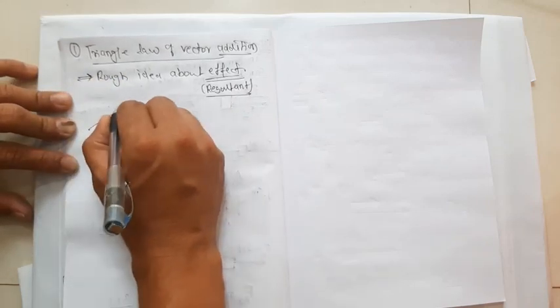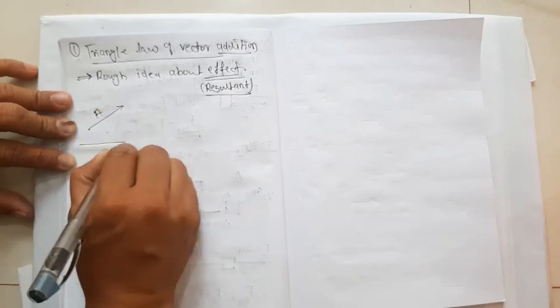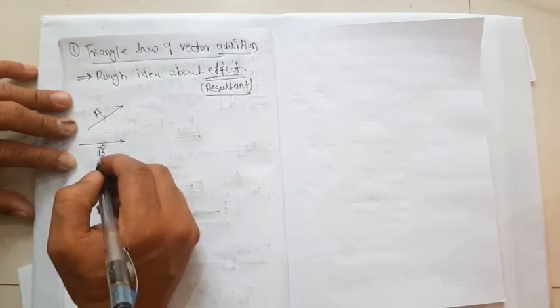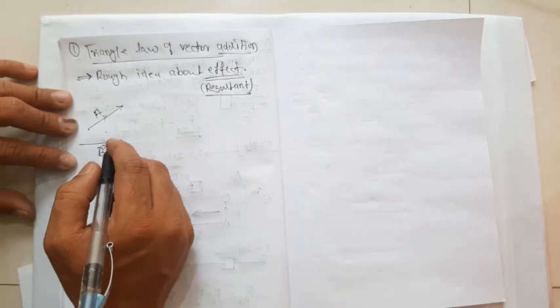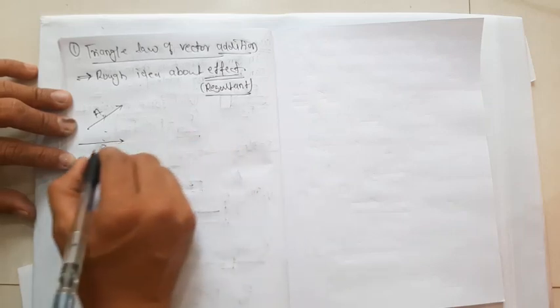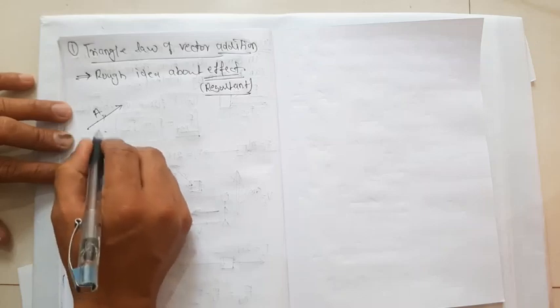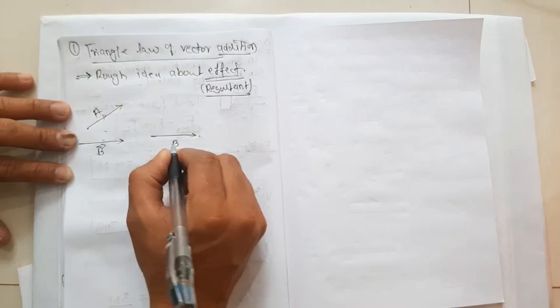Suppose this is one vector, so I will say A, and this is another vector B. If these two vectors are acting on the object, then what will be the net, in which direction the total effect will be? So what you have to do is take any one vector in a static mode. I will take this vector B as it is, don't change the direction.